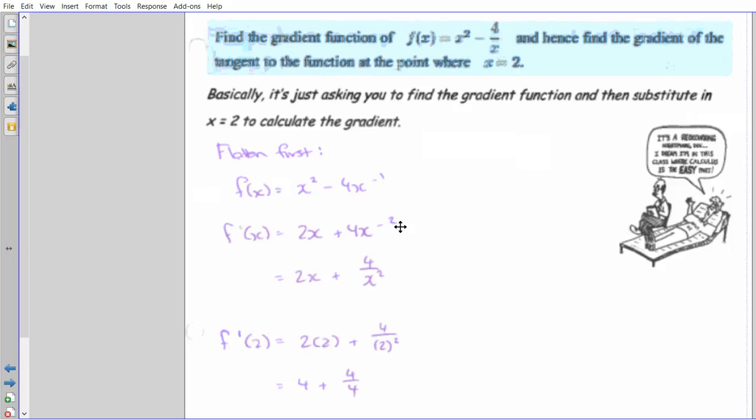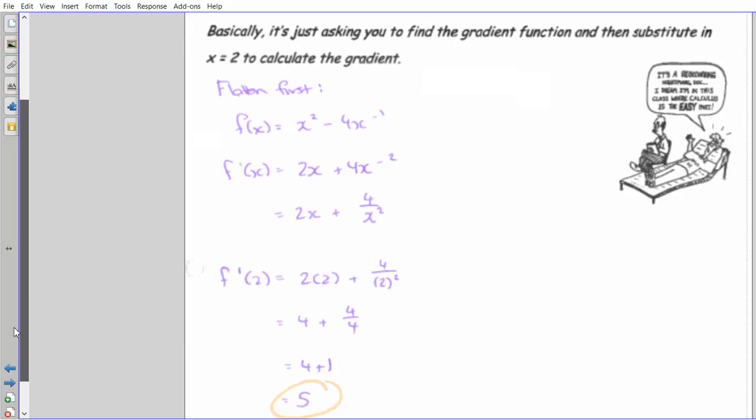If you need to express it with positive indices, then you can just take this and bring it down. But if not, you can leave it like that. So now to find the gradient at x equals 2, just plug in x equals 2 into this one or this one. If I'm plugging into this one, I'd go 2 brackets 2 plus 4 over 2 squared, plug it in the calculator, work out the answer, and we get 5.